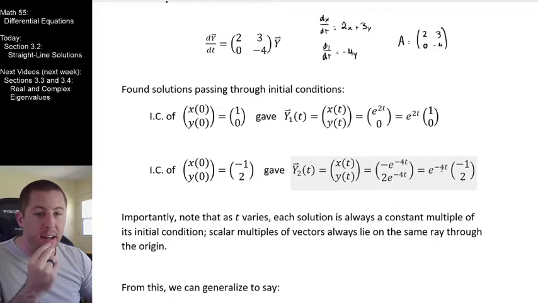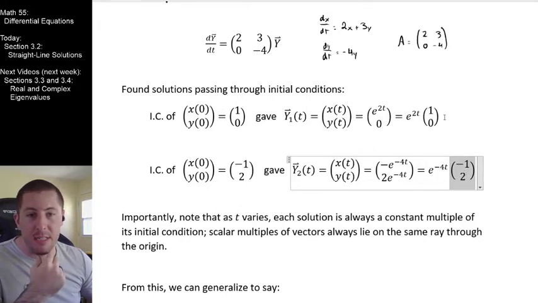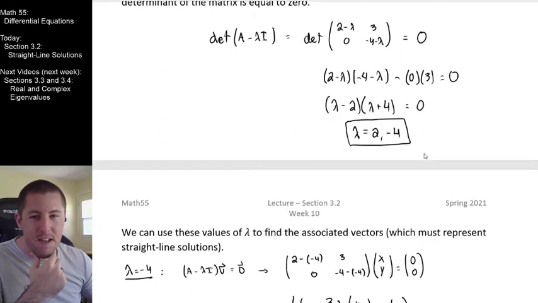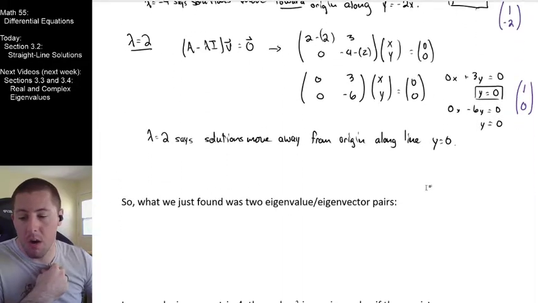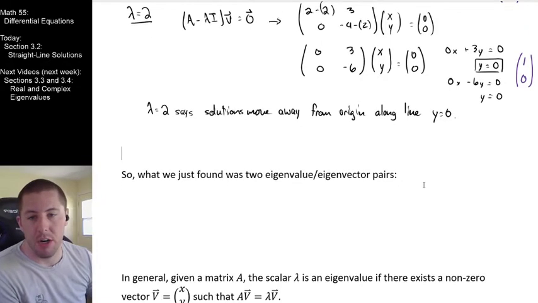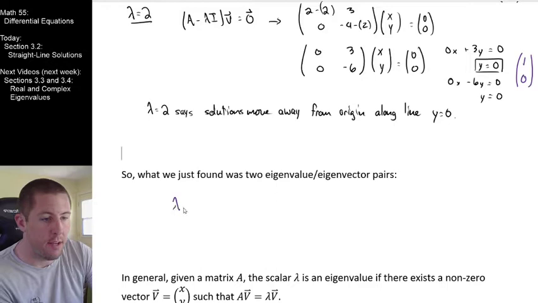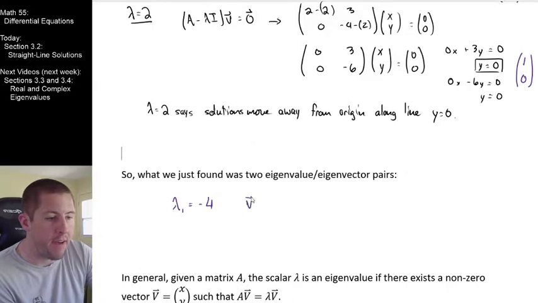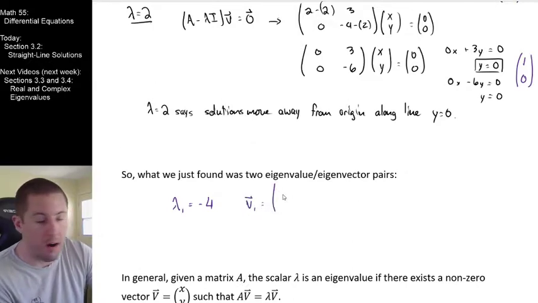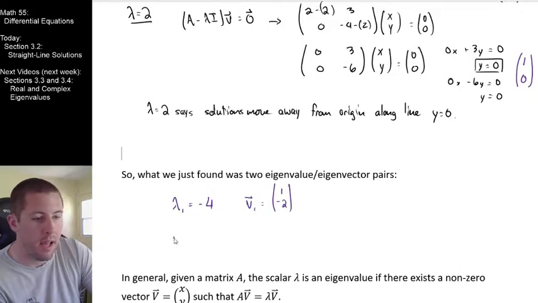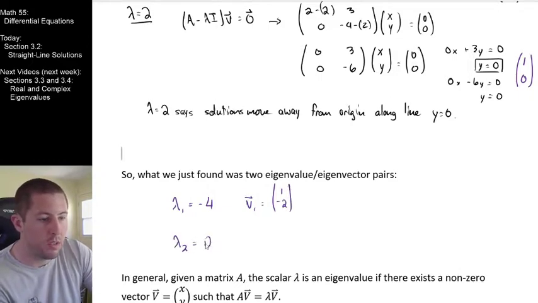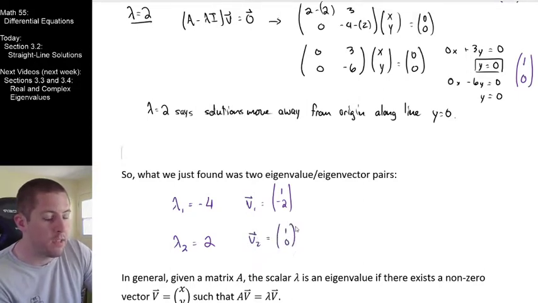Seems like our eigenvalues and our eigenvectors are actually the key to us building our solution. Eigenvectors, eigenvalues that we're arriving at right there. Very cool. So what we just found are what we refer to as eigenvalue eigenvector pairs. We just found that lambda 1 equals negative 4 is associated with eigenvector 1, which is going to be our 1, negative 2 vector. And eigenvalue 2 was 2, and the associated eigenvector that went with it was 1, 0, right?